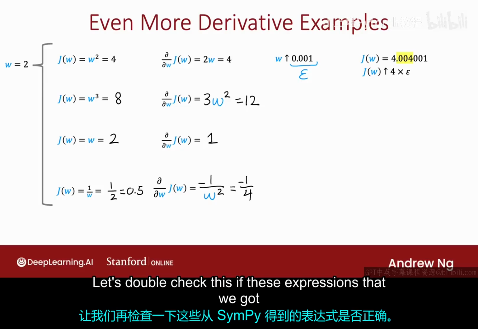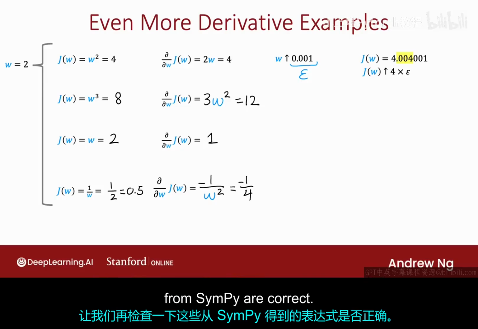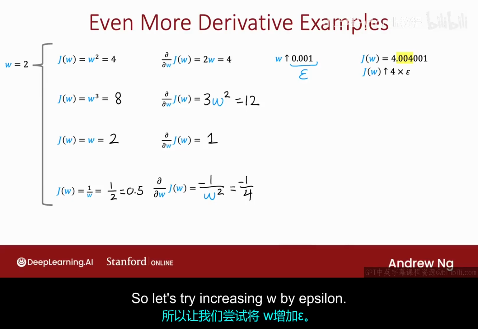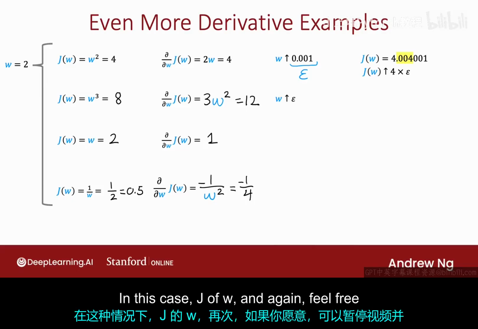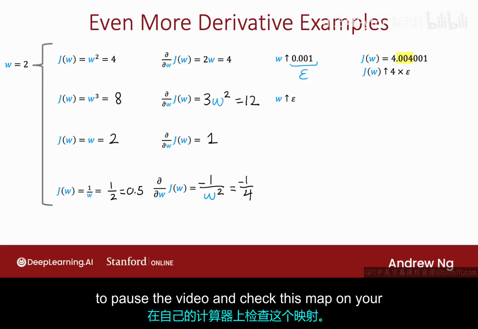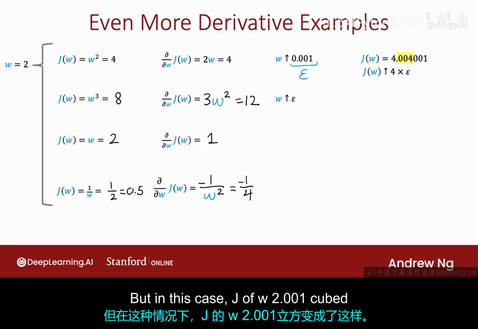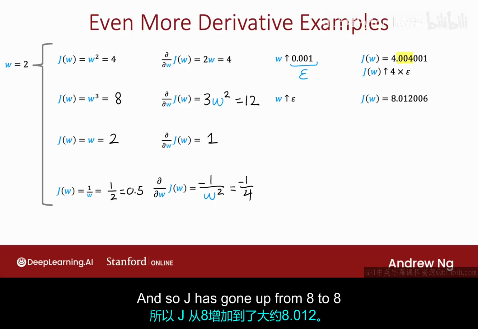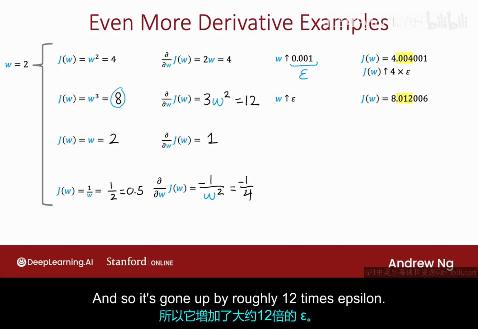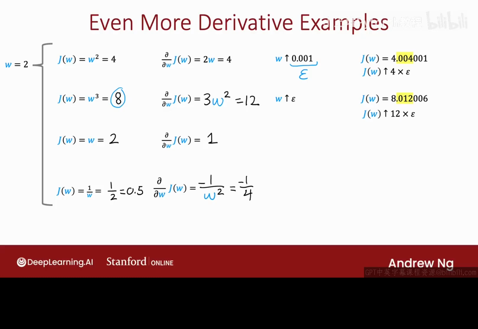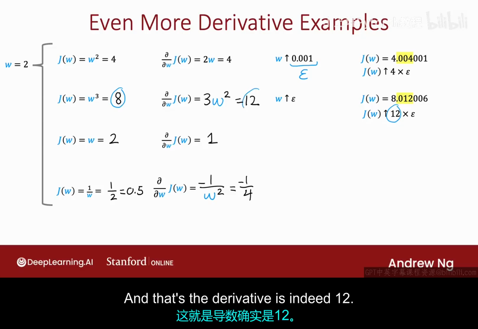Let's double check if these expressions that we got from SymPy are correct. So let's try increasing w by epsilon. In this case, j of w, and again, feel free to pause the video and check this math on your own calculator if you want. In this case, j of w, 2.001 cubed, becomes this. And so j has gone up from 8 to 8.012, roughly. And so it's gone up by roughly 12 times epsilon. And thus the derivative is indeed 12.